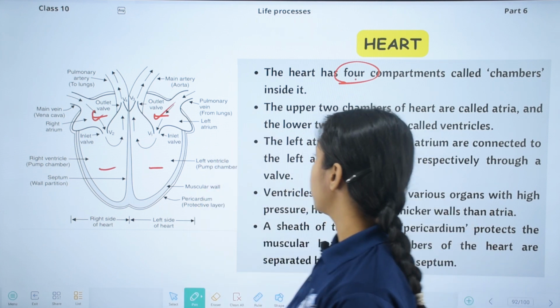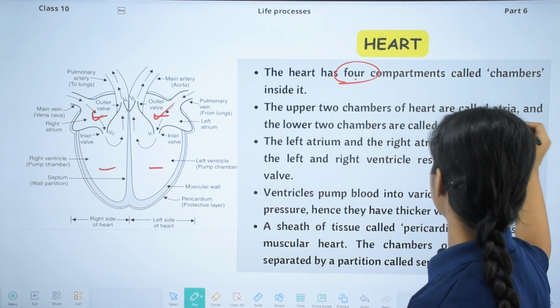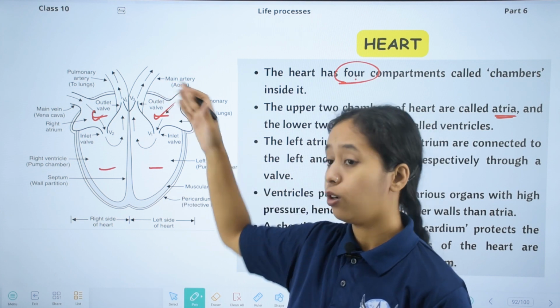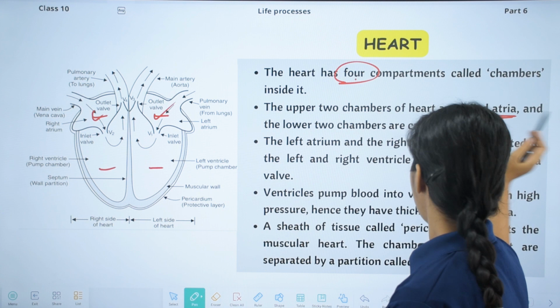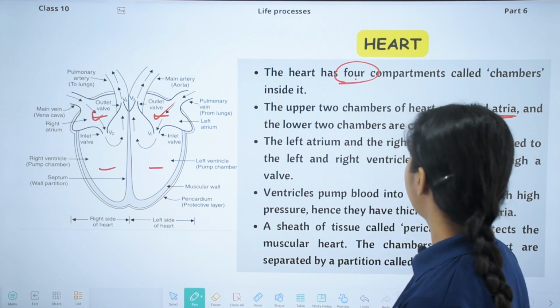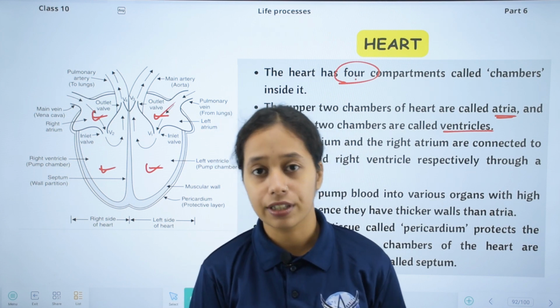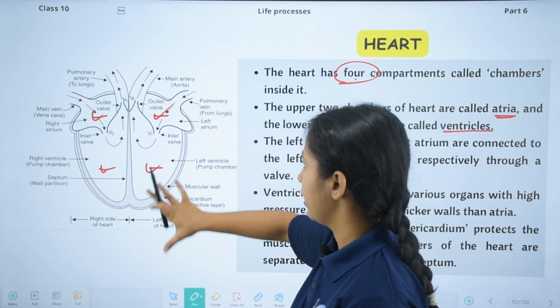The upper two chambers of the heart are called atria, singular atrium. The upper two are called atria, and the lower two chambers are called ventricles. The lower two chambers, this and this, are called ventricles.